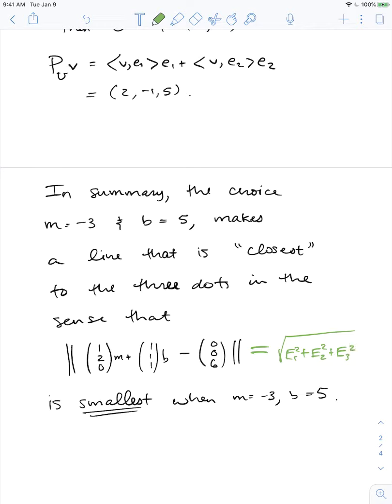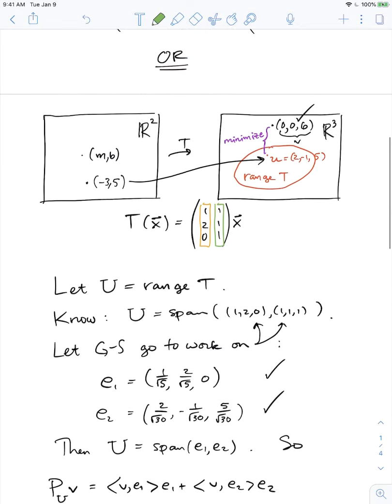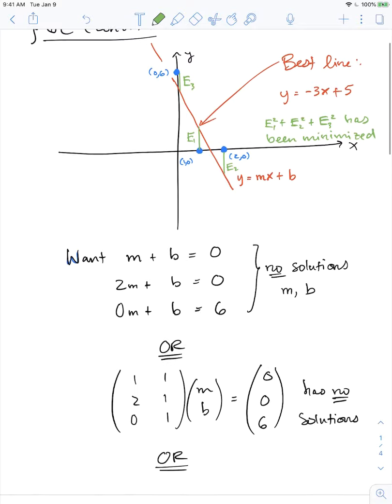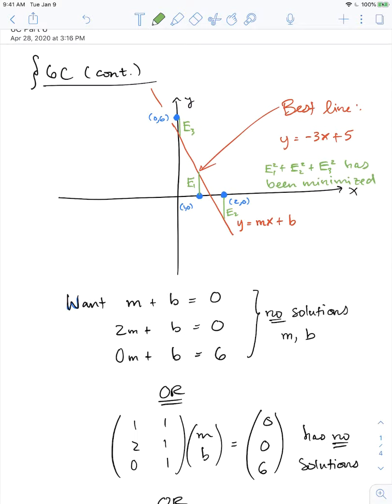And this actually has a name. This is called the least squares approximation, and it fits a line to data points. We used 3 data points in our example, but if you just had a giant scatter plot of a bunch of data points, this method would produce the best fitting line, where best fitting means e1 squared plus e2 squared plus e3 squared is minimized.